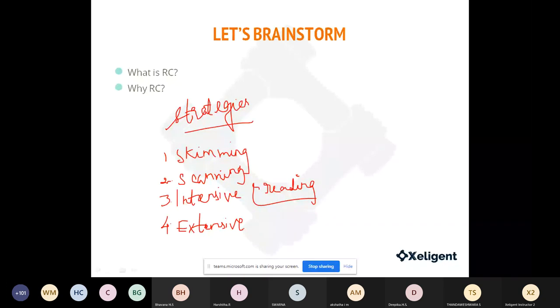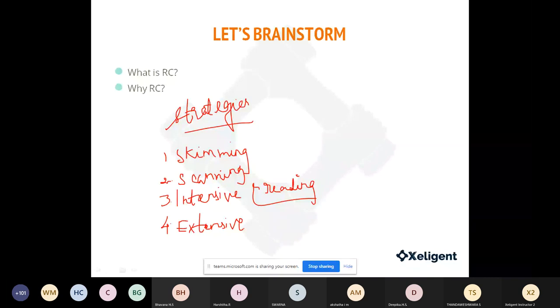Next, extensive reading. Extensive reading is done for fun. For example, you read a magazine. We don't remember anything out of it. And for fun and pleasure, we read. That's extensive reading. We don't give much focus or concentration when applying this strategy, and that's called extensive reading. So these are the four strategies which we have in reading.